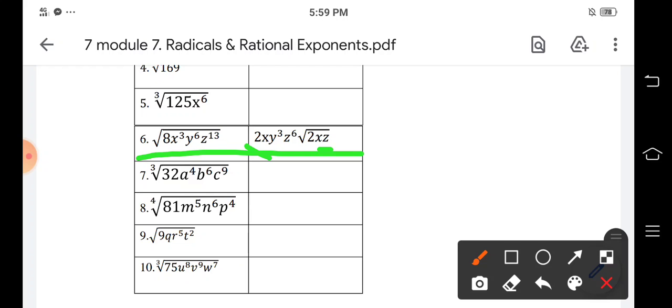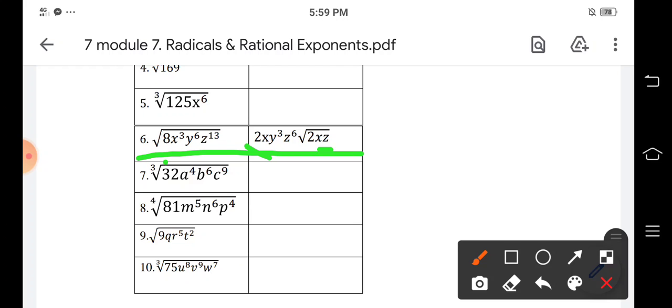Then simplifying y to the 6th power, 6 divided by 2 is 3. So we have y cubed. Then z to the power of 13: if you divide 13 by 2, the answer is 6 and the remainder is 1. So the final answer is 2x y cubed z to the power of 6 square root of 2xz.